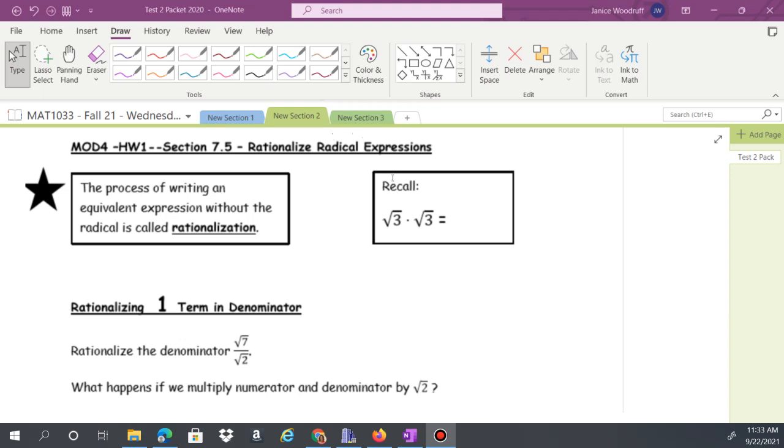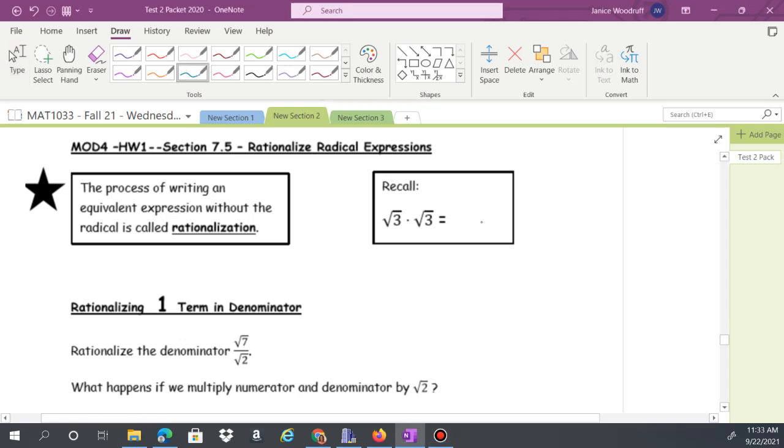Right, Module 4, Homework 1. We are rationalizing radical expressions. So what does that mean? That means when I'm dividing and there is a radical in the denominator, I want to rationalize it. So that's writing an expression without a radical.